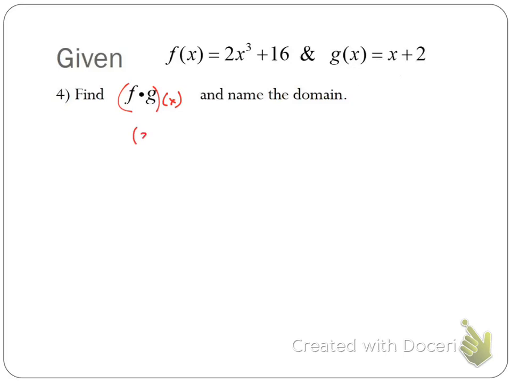So we have 2x cubed plus 16 times g of x, x plus 2. And you have a binomial times a binomial. I recommend that we just FOIL. So that's going to become 2x to the 4th plus 4x cubed plus 16x plus 32.